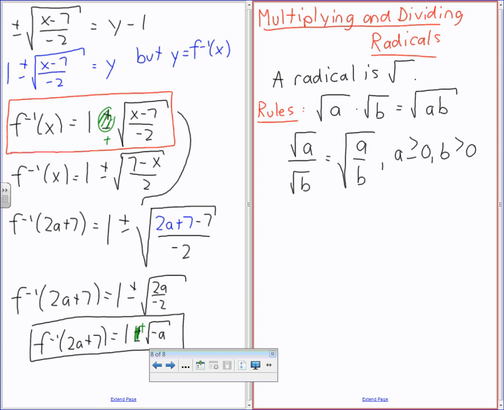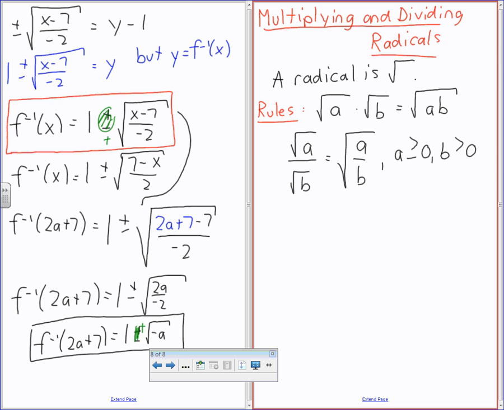Why do I need to put those silly restrictions in there for the domain? Why not say that A is greater than or equal to 0? Why does A have to be positive? Because they're negatives, and then you divide by a negative, it would be like a positive. Not really. Sort of.